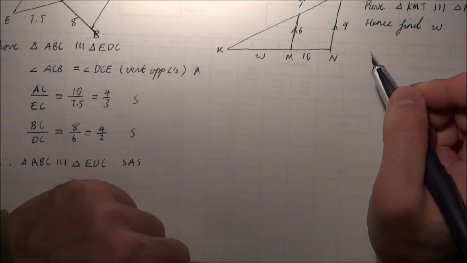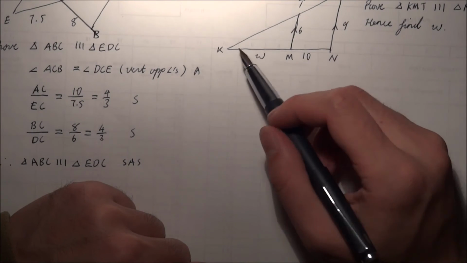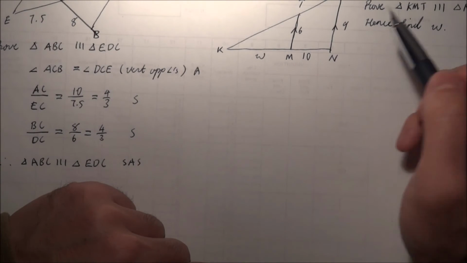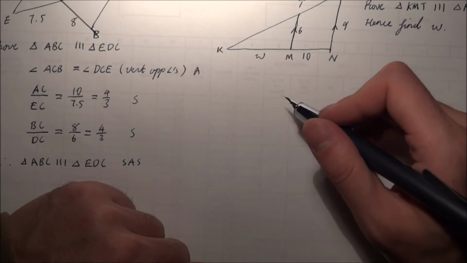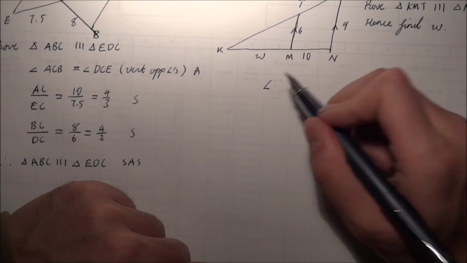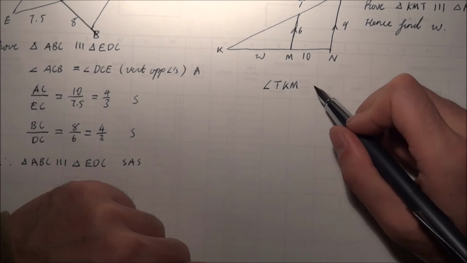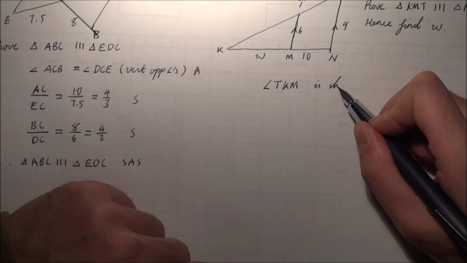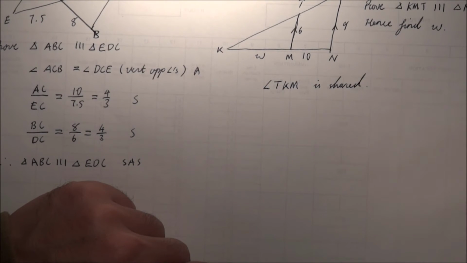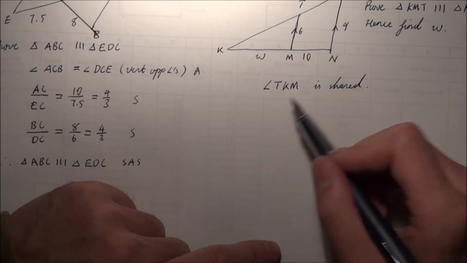So, what information have we been given here? Two parallel lines, and the angle is shared. So we can always start with what's been given, the most obvious one. So, angle TKM is shared. Or common or whatever. Shared, common, the same thing.